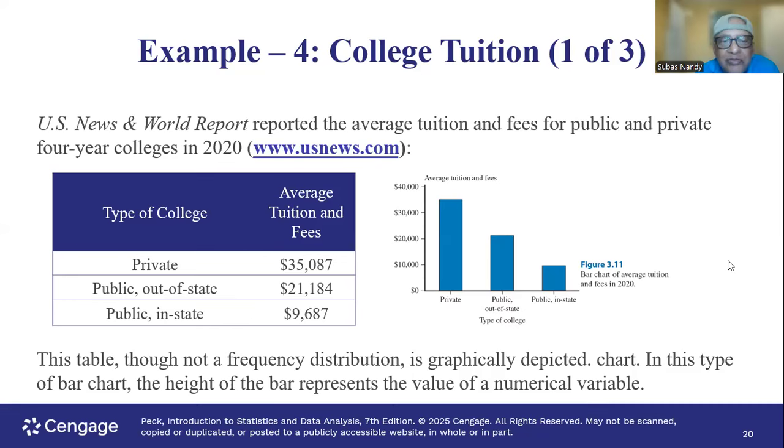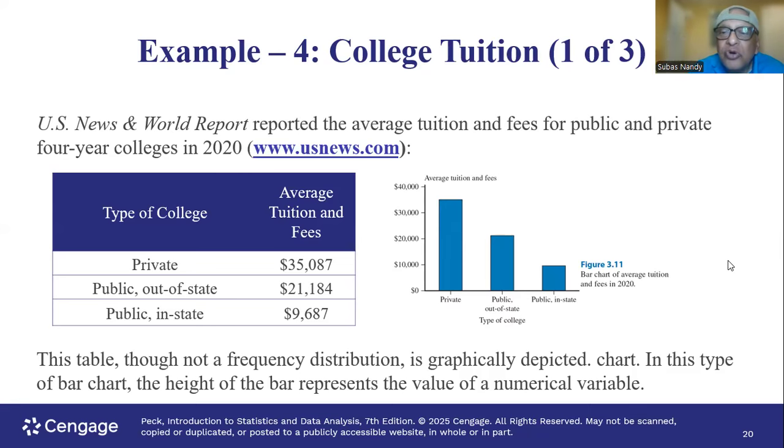There are three categories of college: private, public out of state, and public in state, and looking at average tuition and fees. So the height of each bar, this is like a bar chart, is equivalent to the average tuition and fees. From this, what message is conveyed? That is most important. The highest is for private college. Somewhere in between is public out of state, and the lowest tuition and fees is in public in-state college.